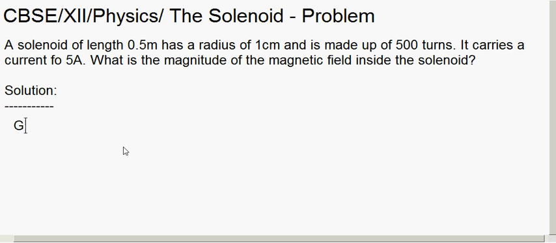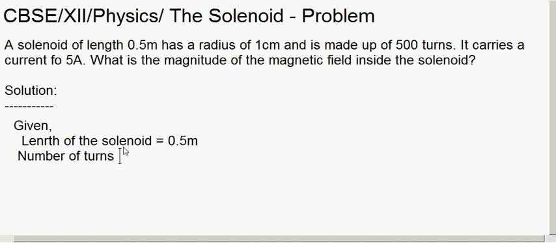So first we will write the given things. Here given, length of the solenoid is 0.5 meter. Then number of turns is 500. Current in the solenoid is 5 amperes. Then we have to find out the magnetic field B. Now we can say that the length is very large when compared to its radius and hence we can use the formula for long solenoid.